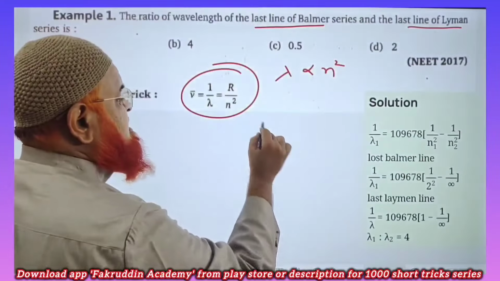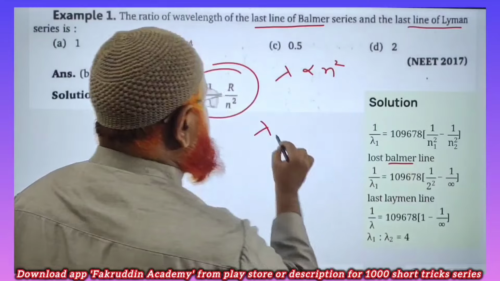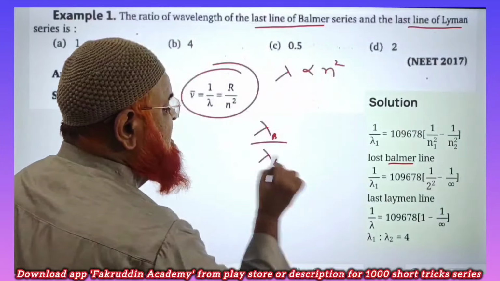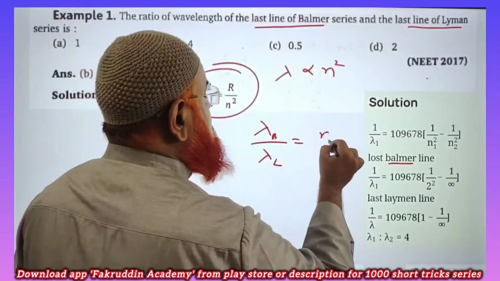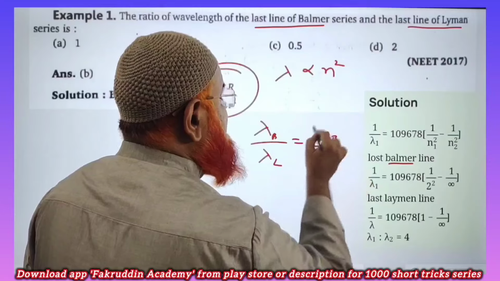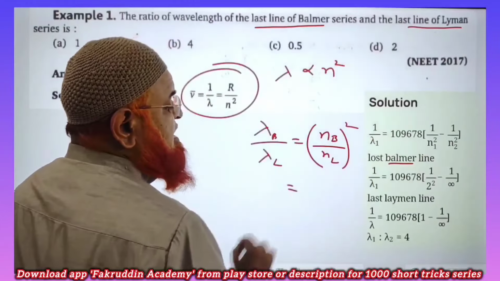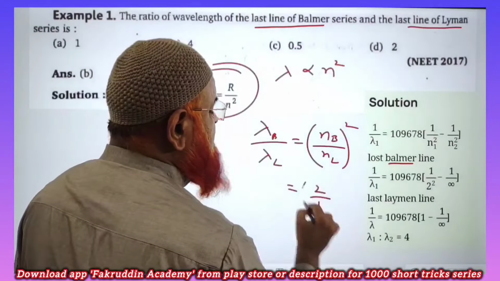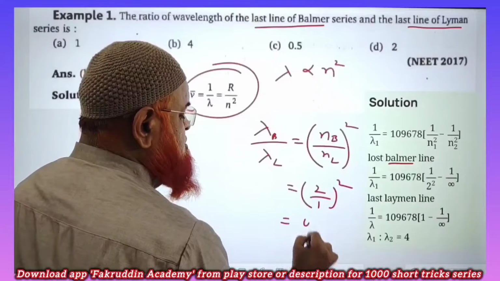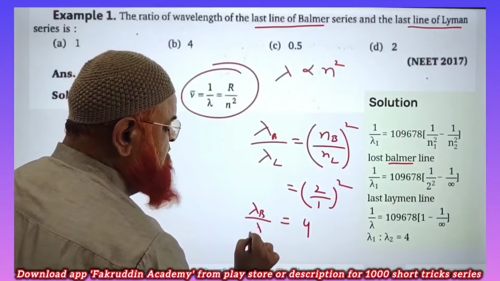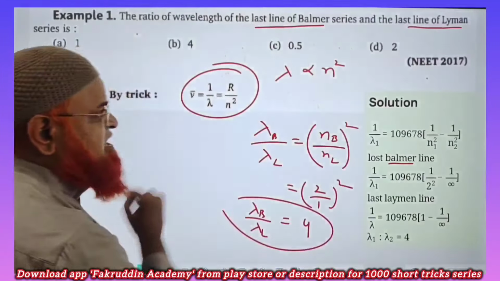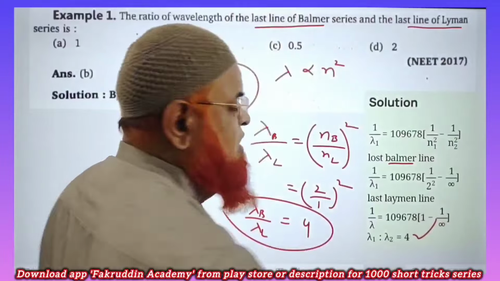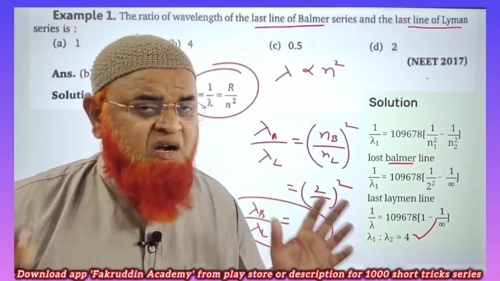Then we can use this relation and find that lambda is directly proportional to the square of the principal quantum number. That's it. So lambda Balmer by lambda Lyman is equal to n Balmer by n Lyman whole square. n Balmer is 2, n Lyman is 1, whole square. So 4. So the ratio of lambda Balmer to that of lambda Lyman is 4. Such a simple shortcut method it is.